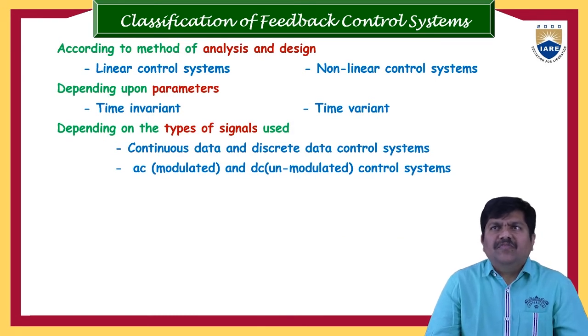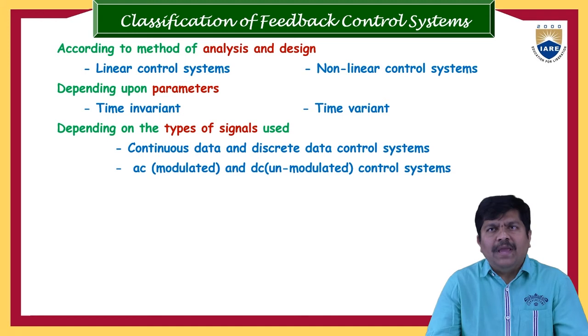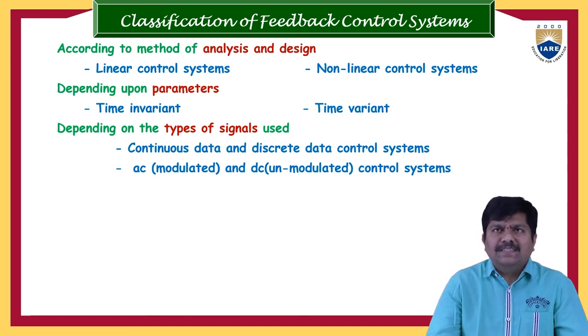Now, classification of feedback control systems. In addition to the previous classification, we have a few more based on analysis and design. We are going to divide the control systems as linear and non-linear. We have discussed what is linear and what is non-linear. As long as any control system obeys the homogeneity and superposition principle, it can be said to be a linear control system. Otherwise, those are non-linear control systems.